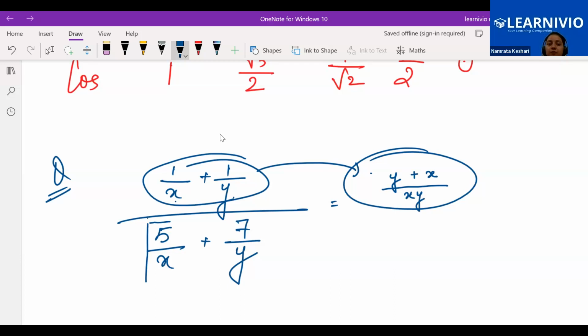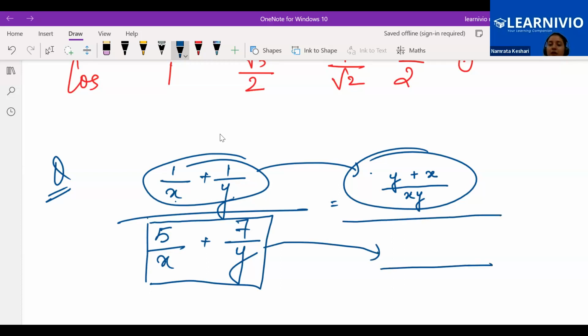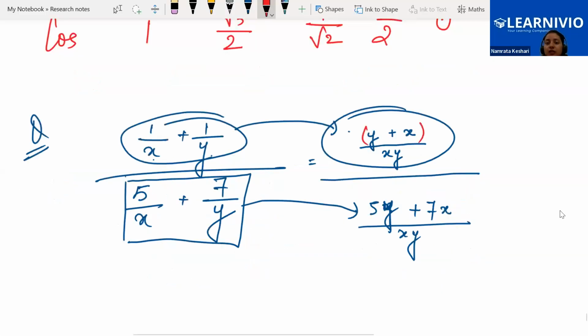Perfect. Similarly, we will do this separately for the denominator. Again, LCM is xy. There we are getting 1y, 1x. Here we will be getting 5y and 7x, right? Yes, that's right. Now we are done. Now we have numerator x plus y. Here we have 5y plus 7x. Here we have xy, and here xy. Now what we can do is multiply the outer numbers together.